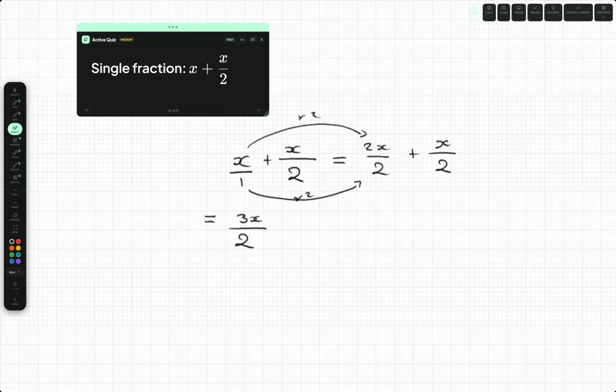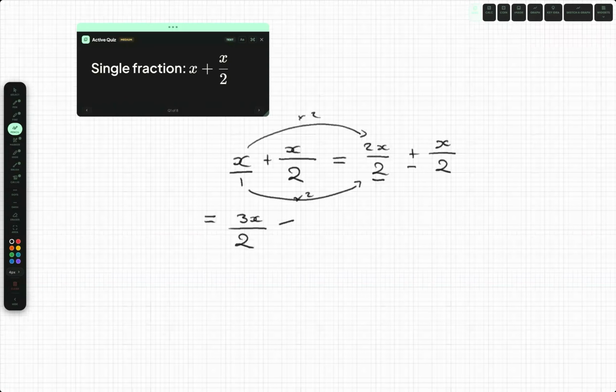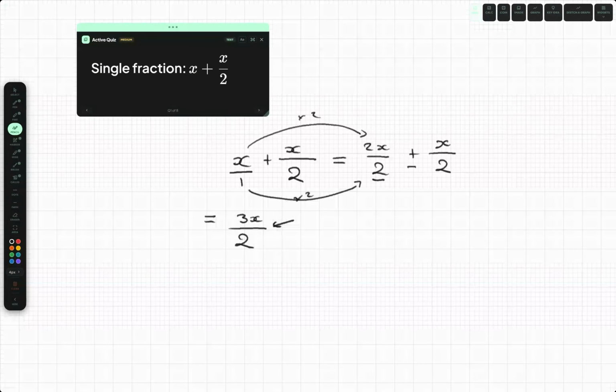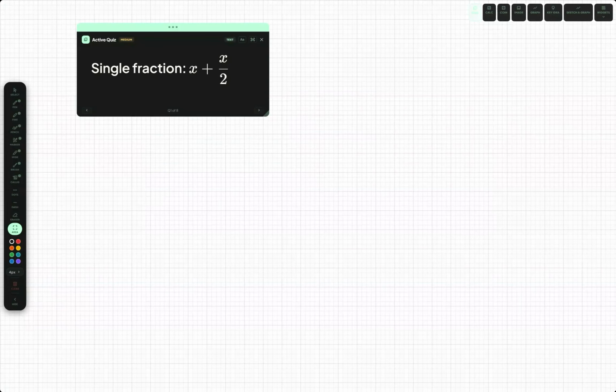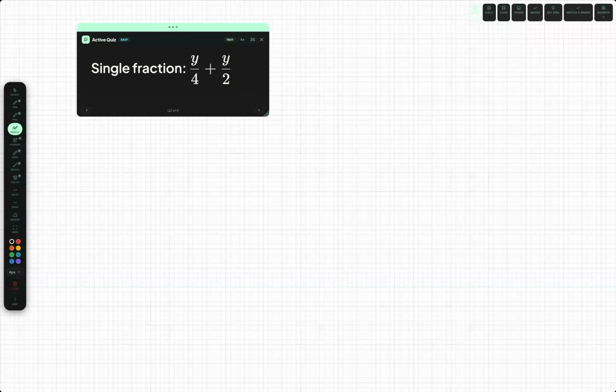Okay, so the steps there were really quite simple. We found a common denominator, and then we performed the operation, and then we looked to see if we could simplify anything, but we couldn't. Okay, let's get some more spacing. Now, on the next one, we have the same idea.